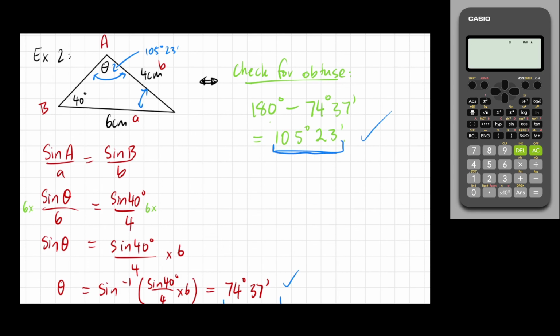So what you need to do when you're finding an angle is check, can this obtuse angle work? The way you check for the obtuse is you do 180 degrees minus the 74 degrees 37, and then work out what that is. And then add up the angles. Now this is important. So 40 degrees in my case, plus 105 degrees 23, has got to be less than 180 degrees. That has to be true.